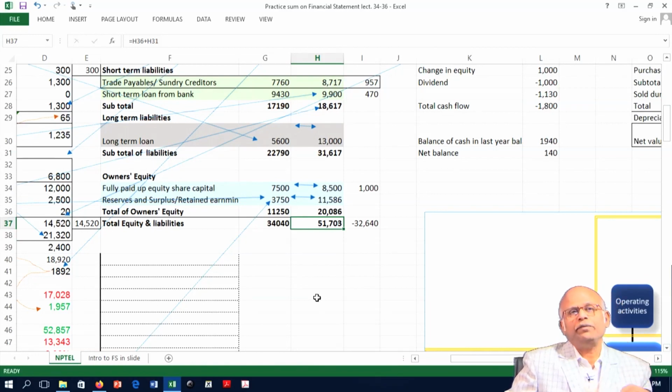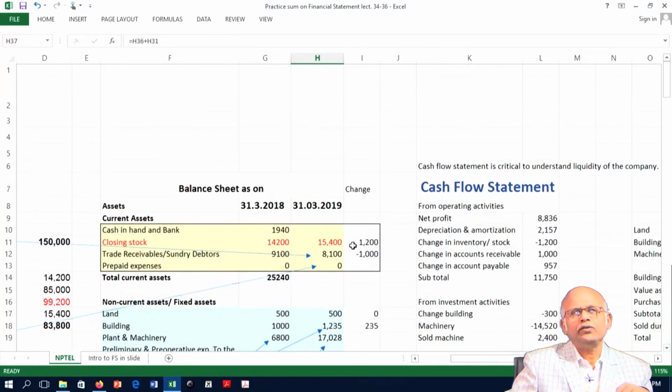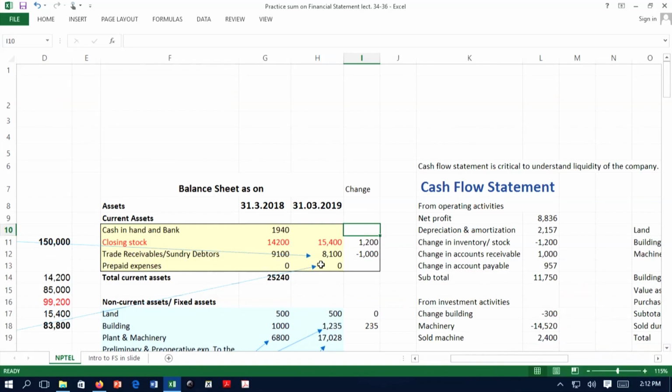That will be available only when we have the cash balance position that will come from the cash flow statement. We will close it here and then we will do the cash flow in a separate session, because cash flow is slightly involved.